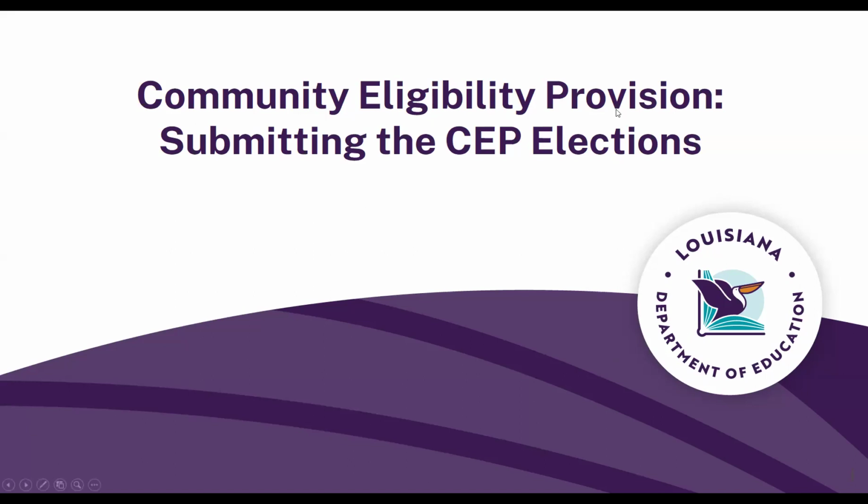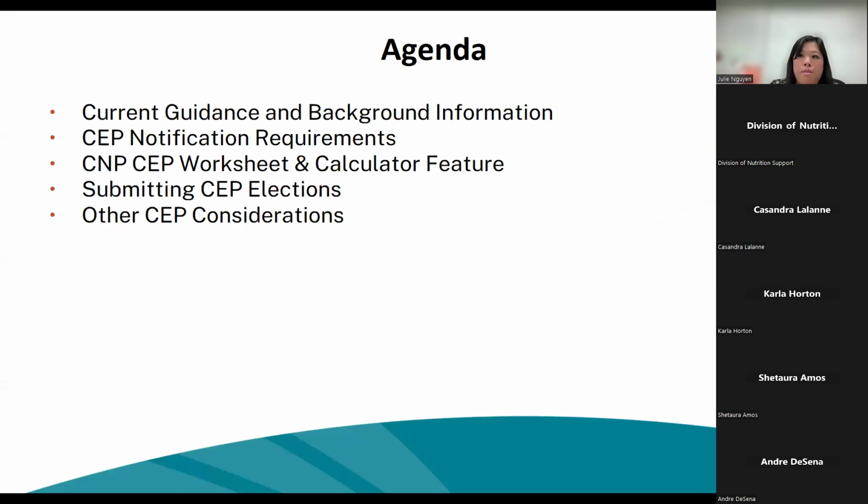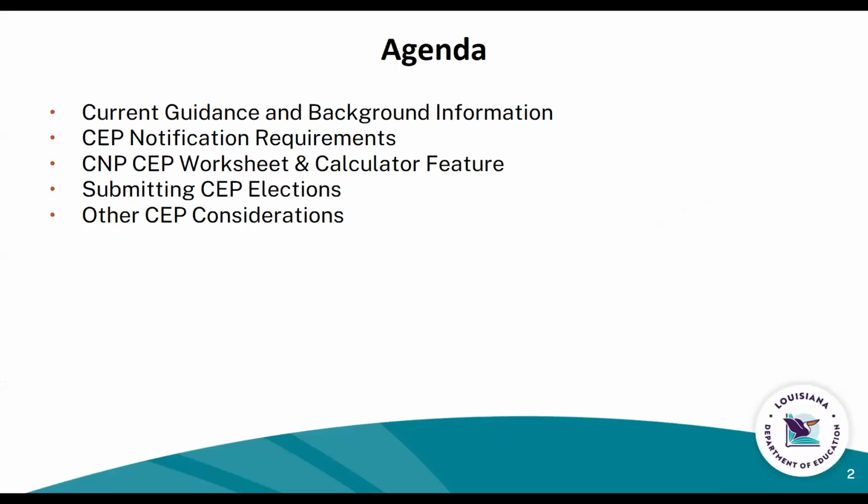Okay, let's get started. So good afternoon. Today's training topic is community eligibility provision, submitting the CEP elections. Today's training will cover current guidance and background information, CEP notification requirements, the CNP CEP worksheet and calculator feature, submitting the elections, and then other CEP considerations.